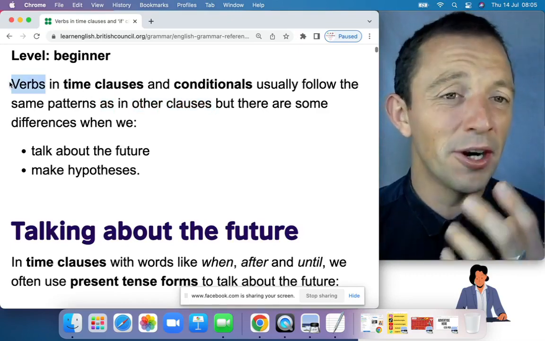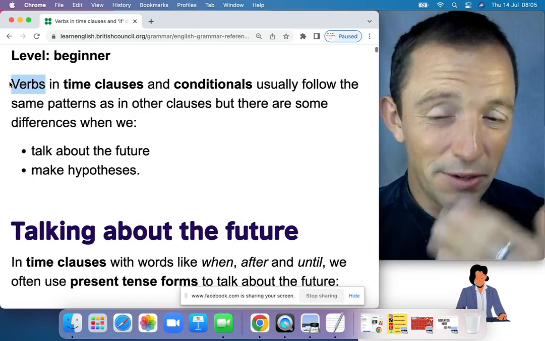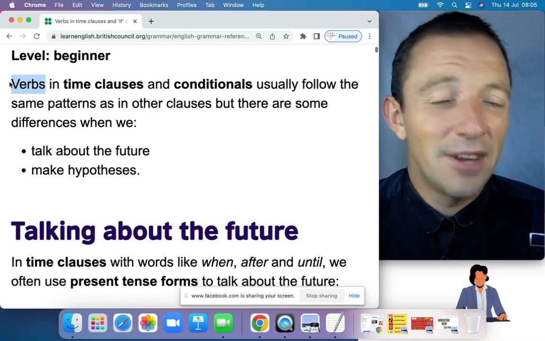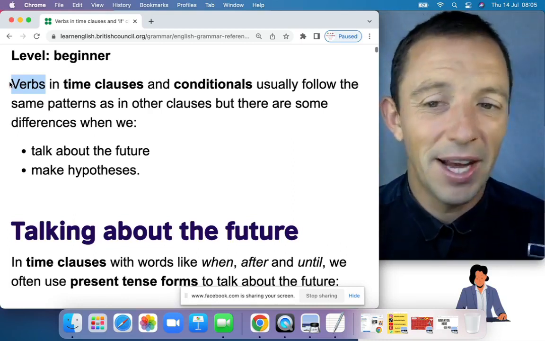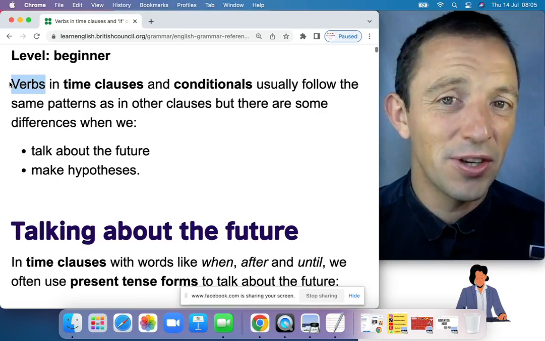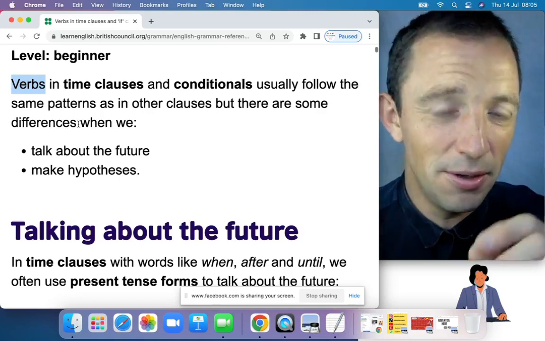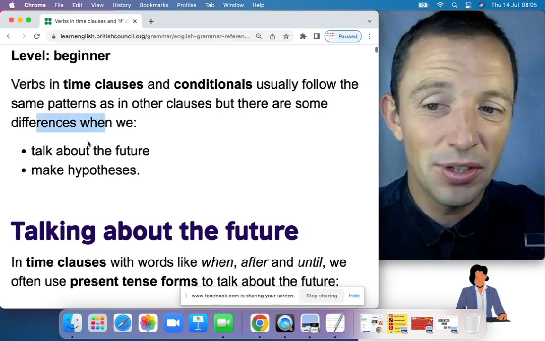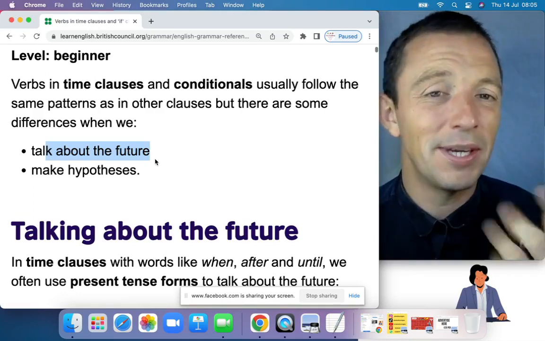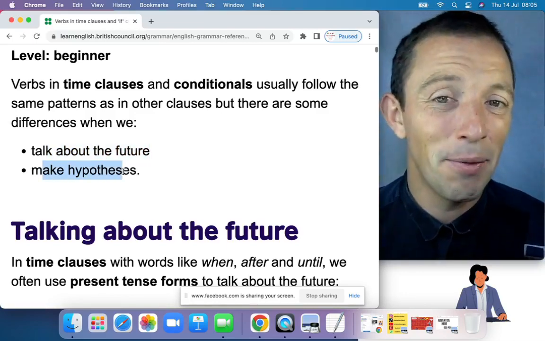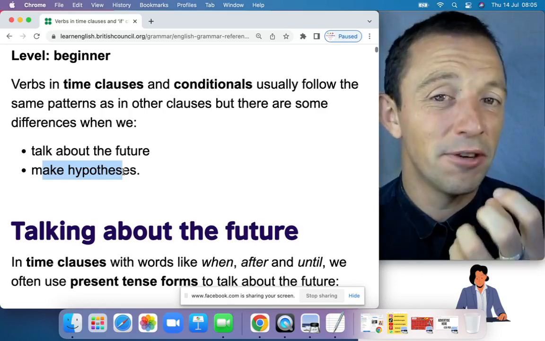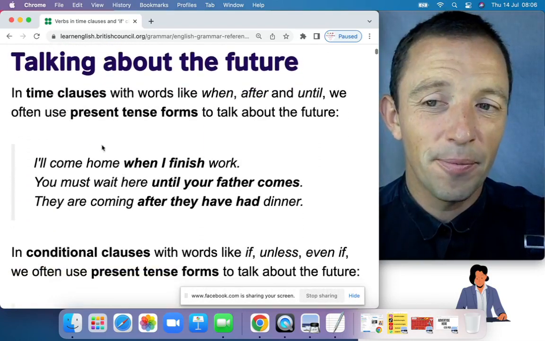Okay, so specifically the verbs have the same, because we focus on the verbs in this section. So basically, verbs in time clauses and conditionals usually have the same pattern, the same routine, the same rules as other clauses. But there are some differences, there are some exceptions when we talk about the future. So there's an exception for the verb when we speak about the future, and also when we make hypotheses. Okay, so the rules change a little in relation to the verbs. For example, talking about the future.